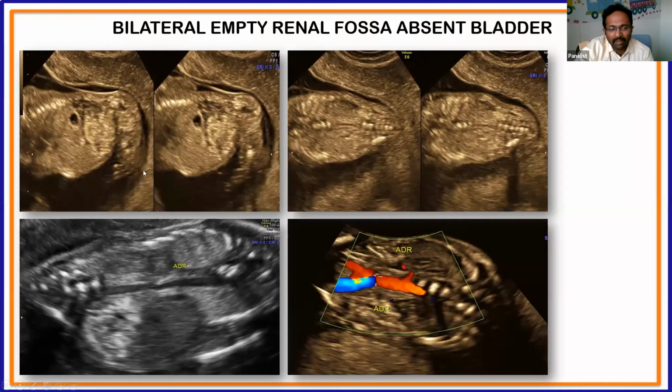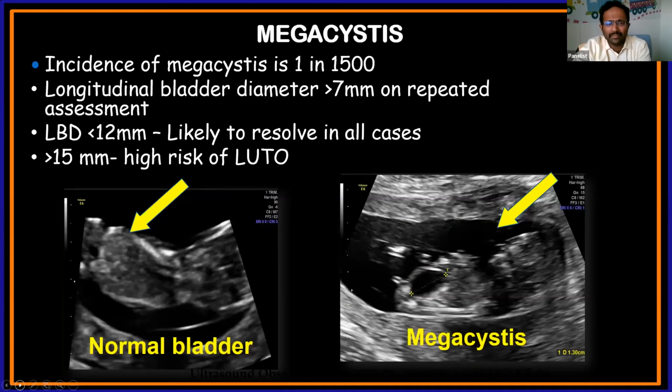This is a baby having a bilateral absent bladder, so an extended assessment to look for the kidneys was done. Both renal fossae were empty, no kidneys on either side, and only adrenals were lying down. And liquor became less as the pregnancy progressed at 16 weeks, and they decided then to terminate the pregnancy.